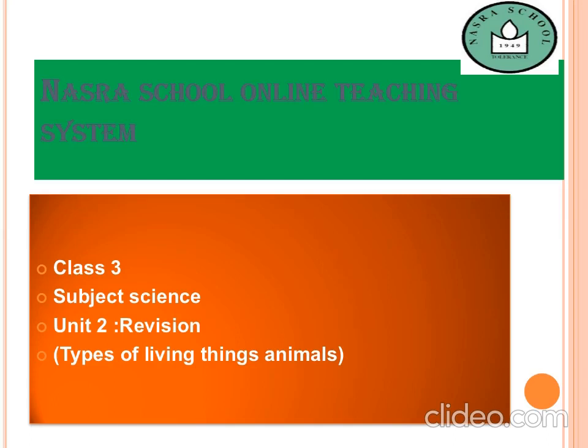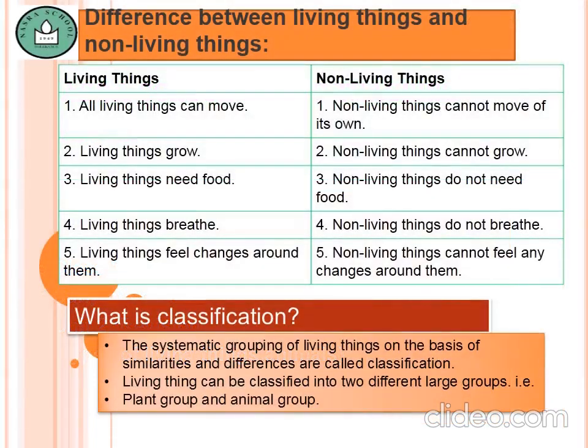Today we are going to give you a revision about unit 2, types of living things, animals. As you know, we have done it in our previous lesson as well, the difference between living things and non-living things. There is a description about living things and non-living things.